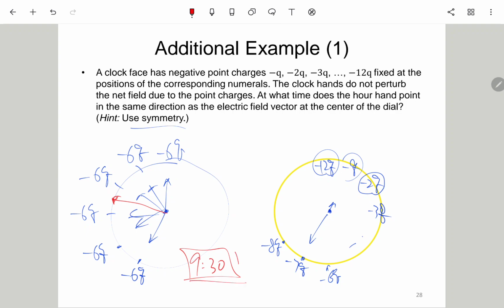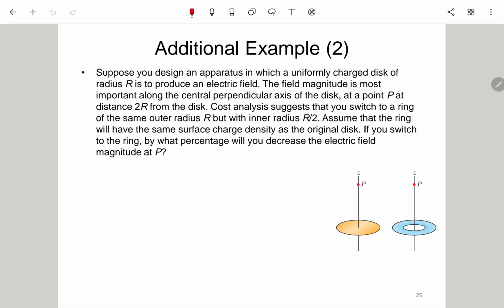So this is the answer to this additional example. Let's go to the final one. It says, suppose you design an apparatus, in which a uniformly charged disk of radius R produces an electric field. The field magnitude is most important along the central perpendicular axis of the disk, at point P at a distance 2R from the disk.